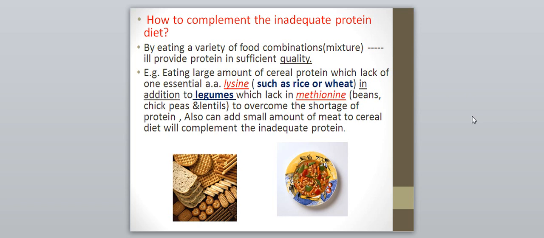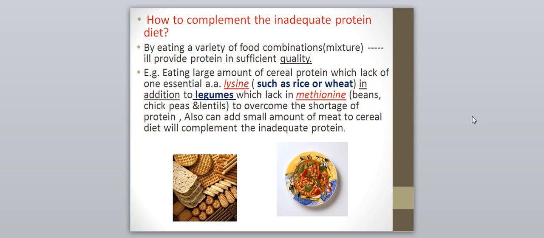For example, eating a large amount of cereal protein, it lacks one essential amino acid like lysine, and this type of cereals like rice or wheat might cause deficiency in lysine. But if we give, in addition to that, legumes, which lack methionine, like beans, chickpeas, and lentils, this will overcome the shortage of lysine. So we have to give wheat protein or cereal protein together with legumes, and these will act as complementary protein diet to each other.